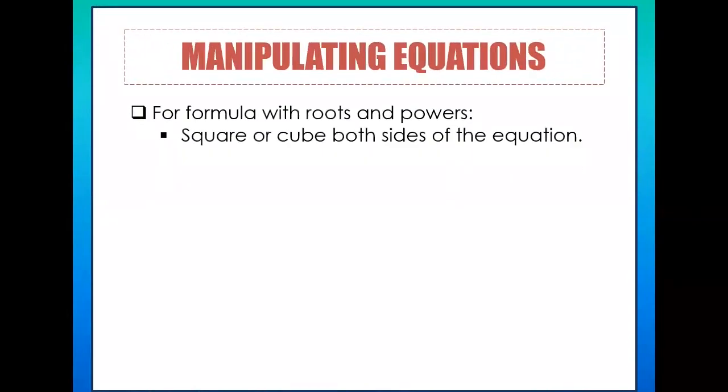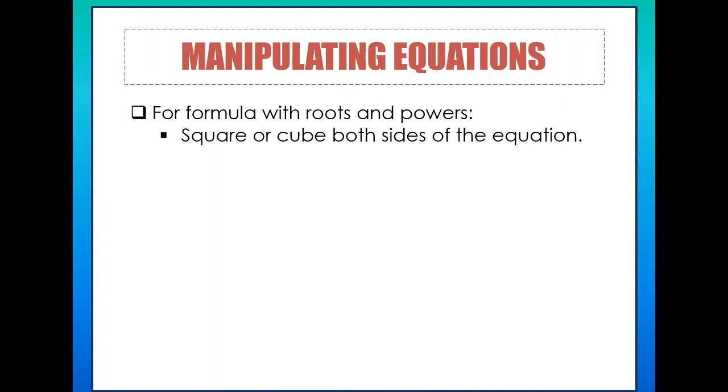Now let's have the last rule for manipulating equations. Now there are chances that we have equations with roots and powers. So in order to properly manipulate it, we have to square or cube both sides of the equation. So remember, square and square root are inverse functions. That's the reason why we have to square both sides of the equation. Likewise, cube and cube root, both of them are inverse functions. So there are chances that we have to cube both sides of the equation.